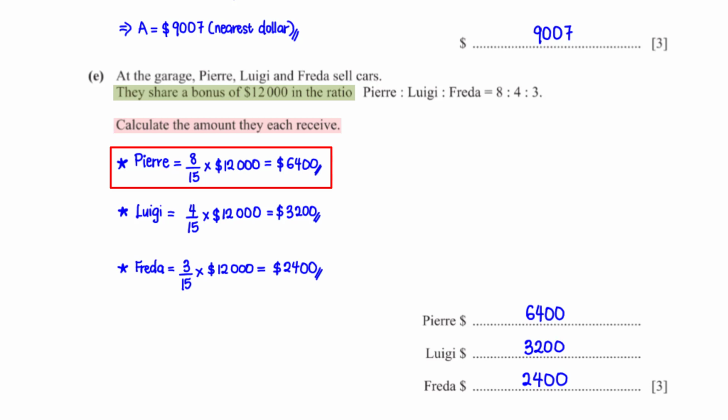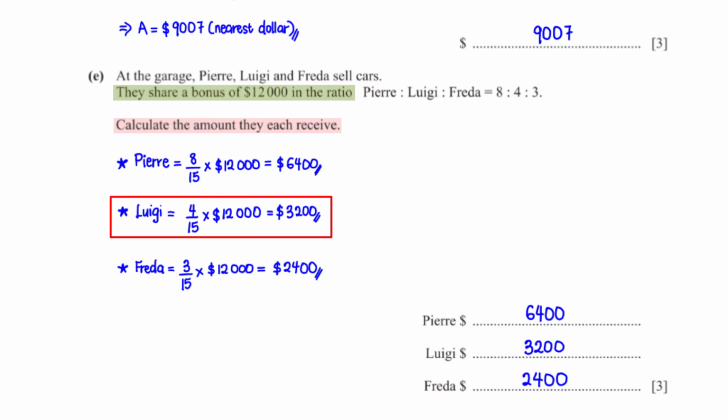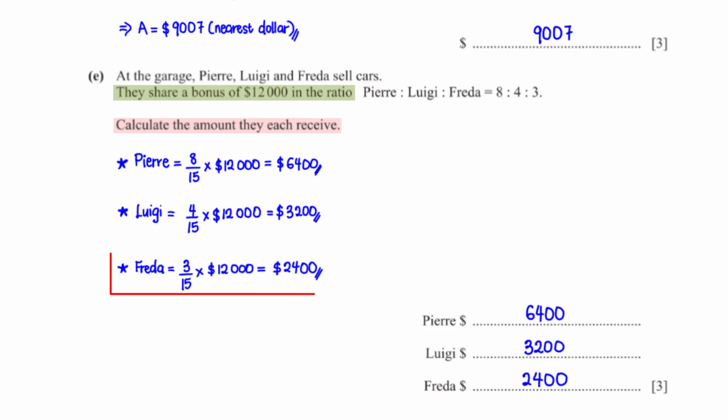This gives us $6,400. To get the amount Luigi receives, we have 4 over 15 times $12,000, which is equal to $3,200. Then for the amount Frida receives, we have 3 over 15 times $12,000, which is equal to $2,400.